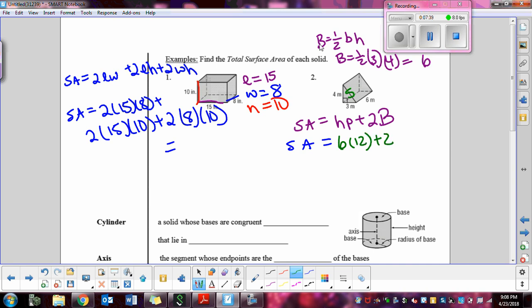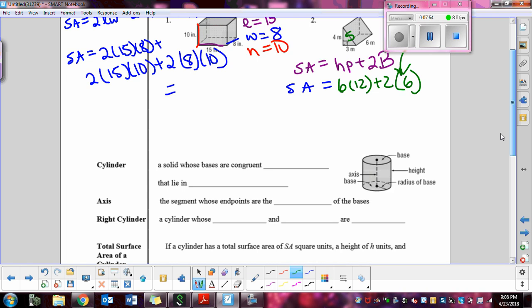Plus 2, the area of your base, we found out is 6. So I'm going to put this one as 6. This 6 is where we got this one. So all you have to do is plug this into your calculator and you'll get the surface area of your triangular prism.